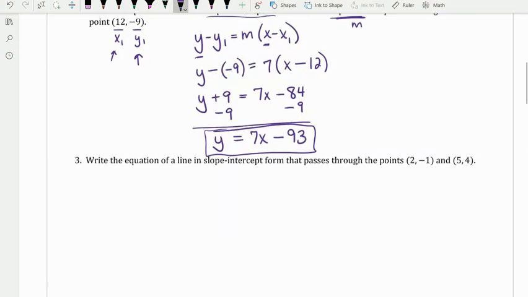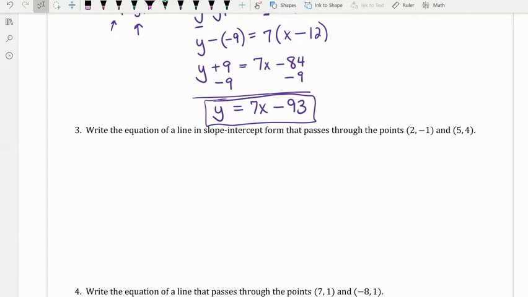All right, the next one, kind of adding on one more step. Again, we want to end up in that slope-intercept form, but this time we're just given 2 points that the line passes through. The first thing here is we're not given the slope, so we have to find slope. Remember, to find slope, we can use the formula y2 minus y1 over x2 minus x1.